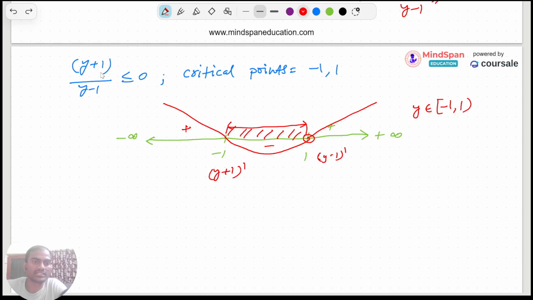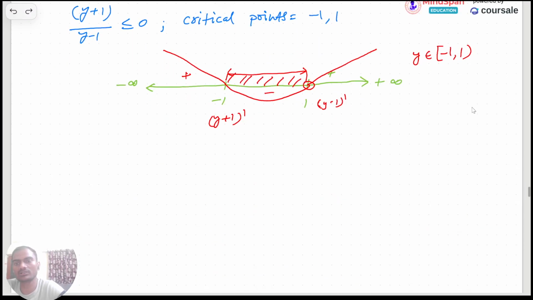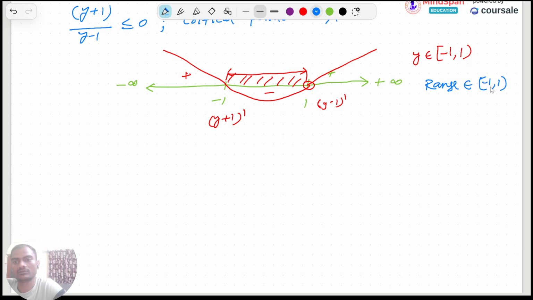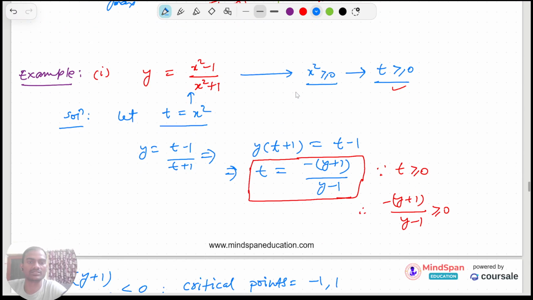But what was y actually? Let's see. y was our range, our output. So our output can be from minus 1 to 1, which means our range will be from minus 1 to 1. So see how easily we were able to calculate the range of this function.